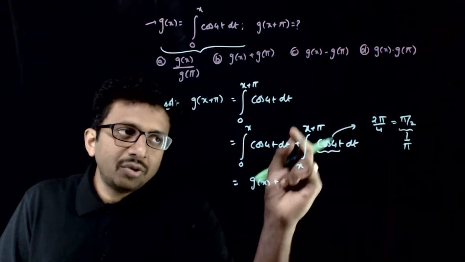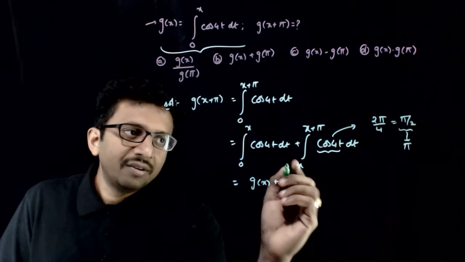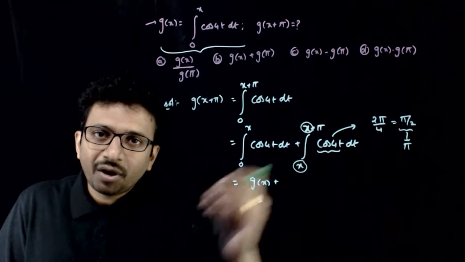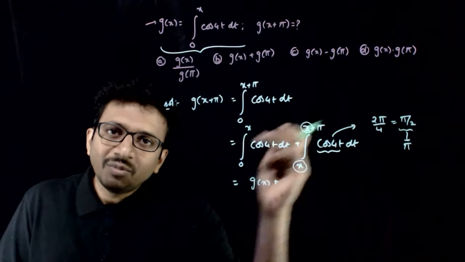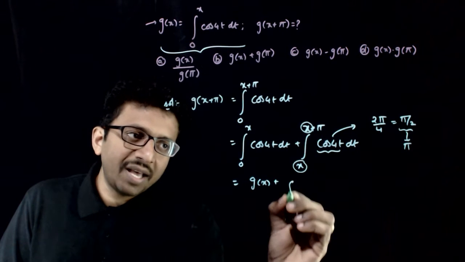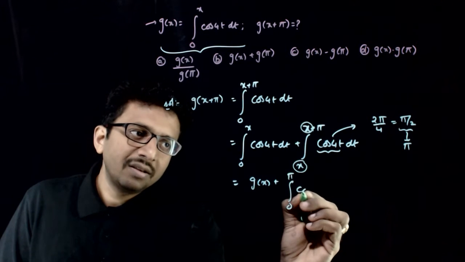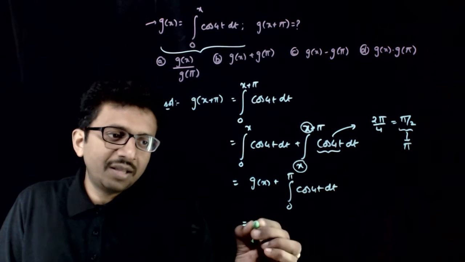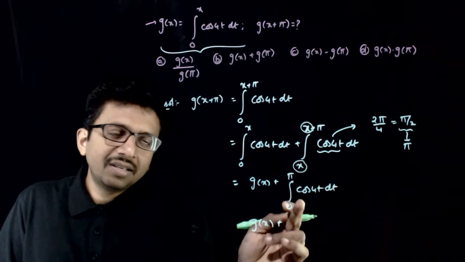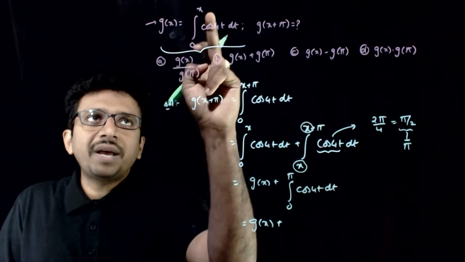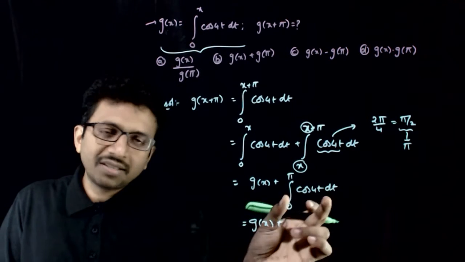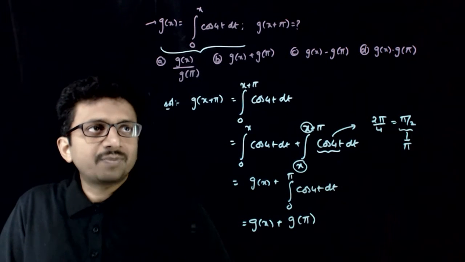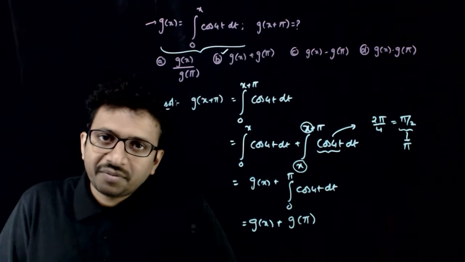So as you can see, for the integral of cos 4t from x to x plus pi, from the properties of definite integrals of periodic functions, this x can be removed. So x to x plus pi is the same as 0 to pi of cos 4t dt. That's nothing but g of x plus, this is nothing but g of pi, right? If you put x equal to pi, you're getting the same thing. So plus g of pi. So g of x plus g of pi is the right answer.